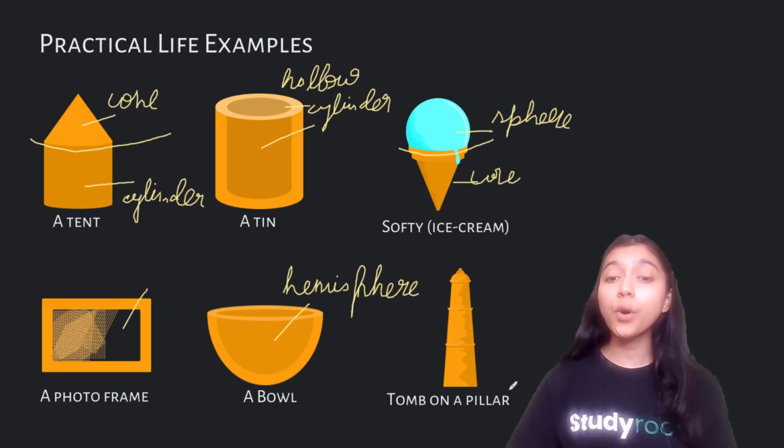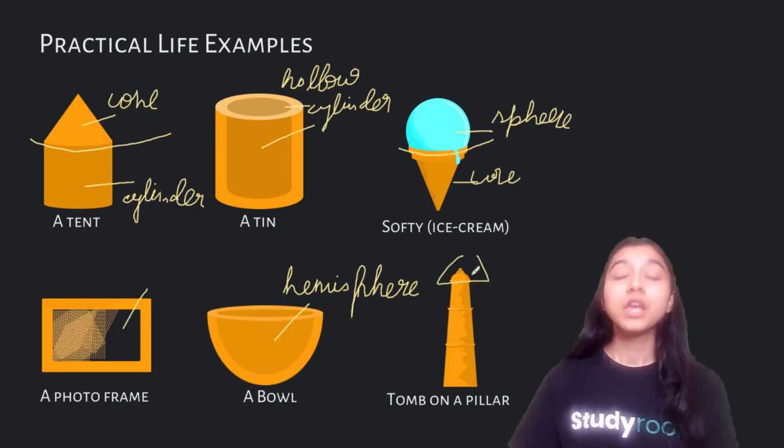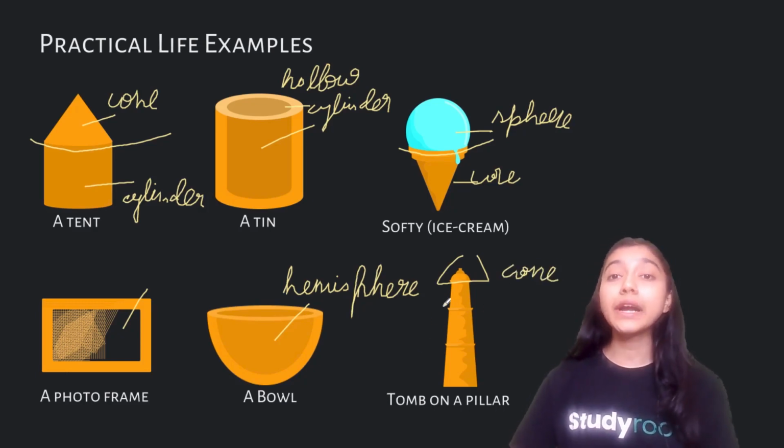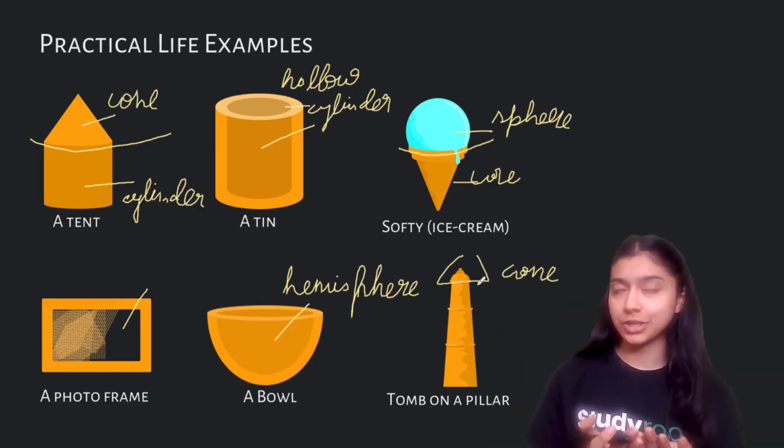Next, we have a tomb on a pillar. So this is a pillar, and then on the top we have a tomb. The tomb on a pillar is basically conical in shape. It's a cone, and the bottom part is somewhat cylindrical in shape.